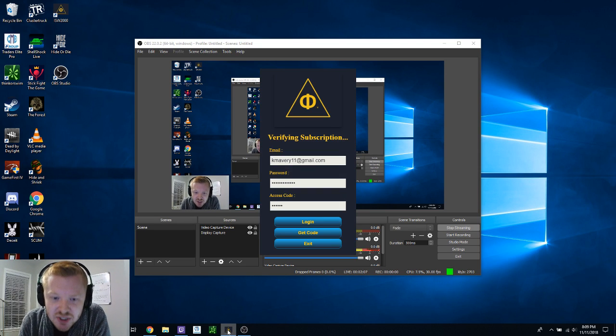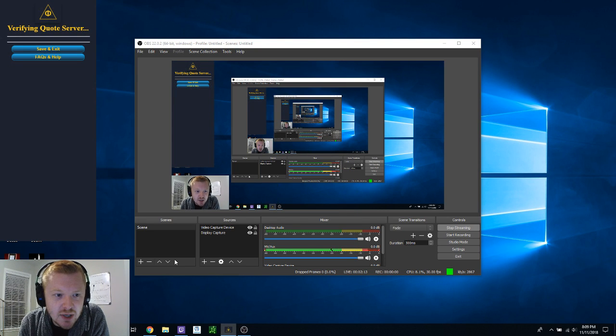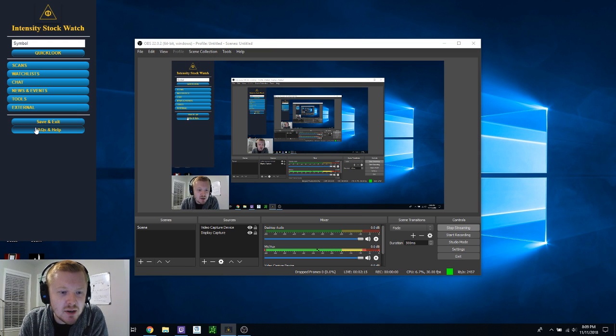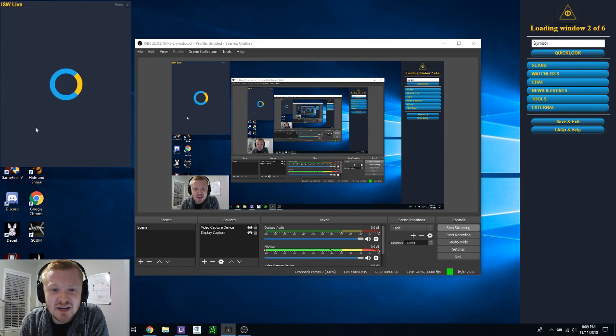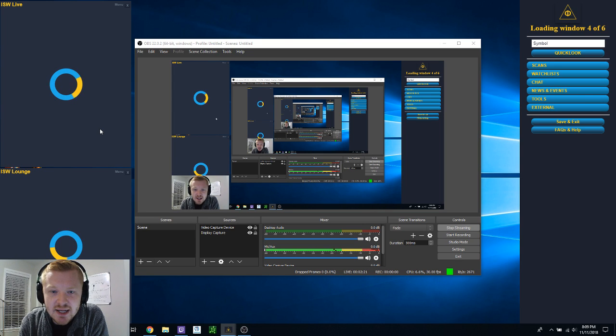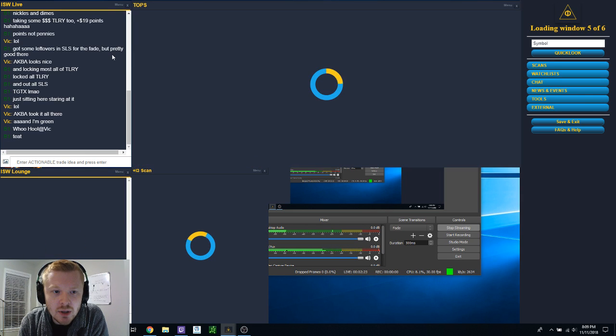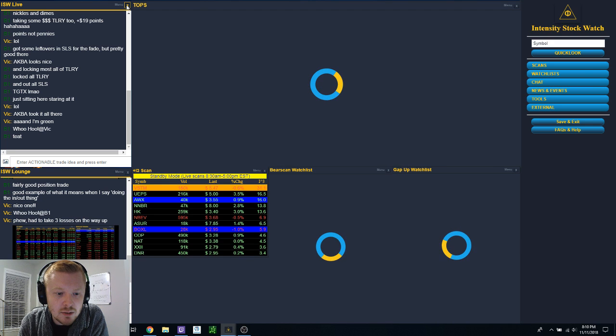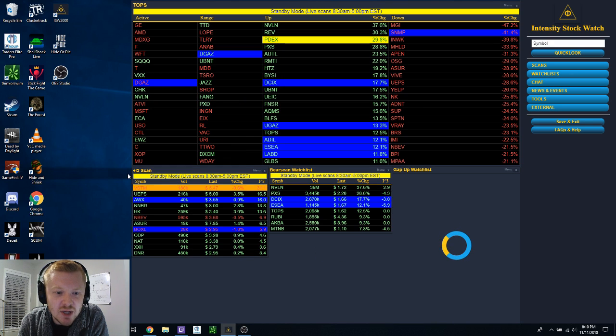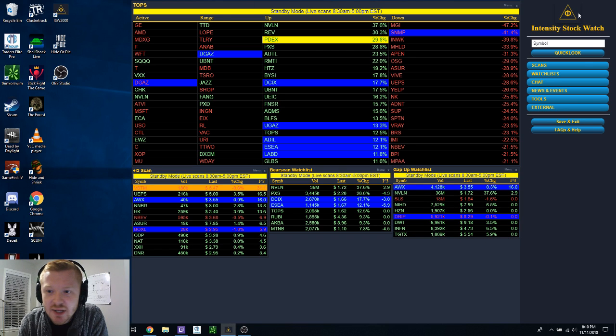I got permission from the CEO of ISW. This is Intensity Stock Watch, and I don't think I can log on right now, actually. But these are honestly the best scanners out here. I've used Trade Ideas. Let me get rid of some of this. I've used Trade Ideas as well as Momentic and some of the others as well.